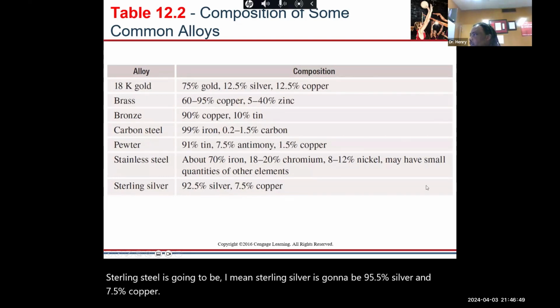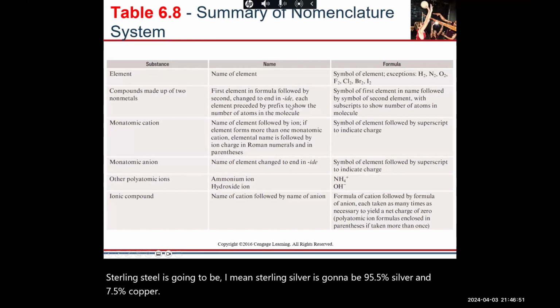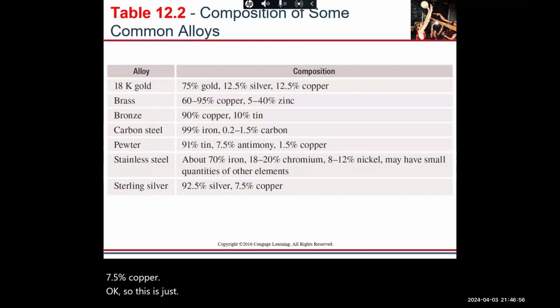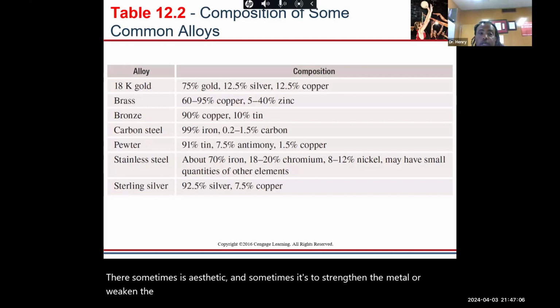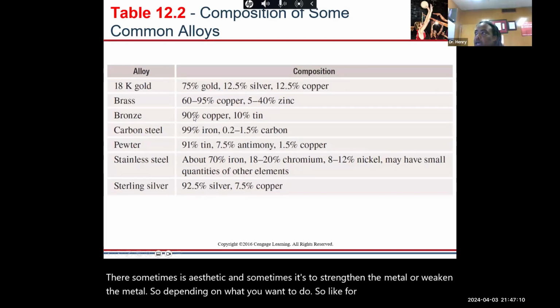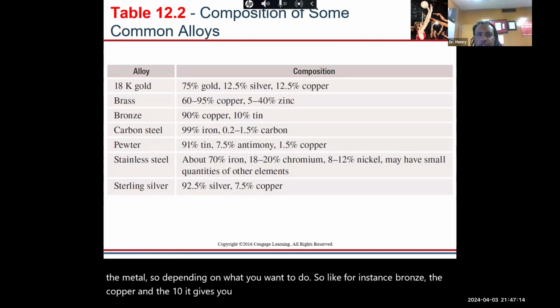Okay. So is there a reason why they mix those metals together? Like, is there some type of reason, or is it just for aesthetic purposes? Sometimes it's aesthetic, and sometimes it's to strengthen the metal or weaken the metal. So depending on what you want to do. For instance, bronze, the copper and the tin, it gives you a slightly different color, and also it strengthens that copper.